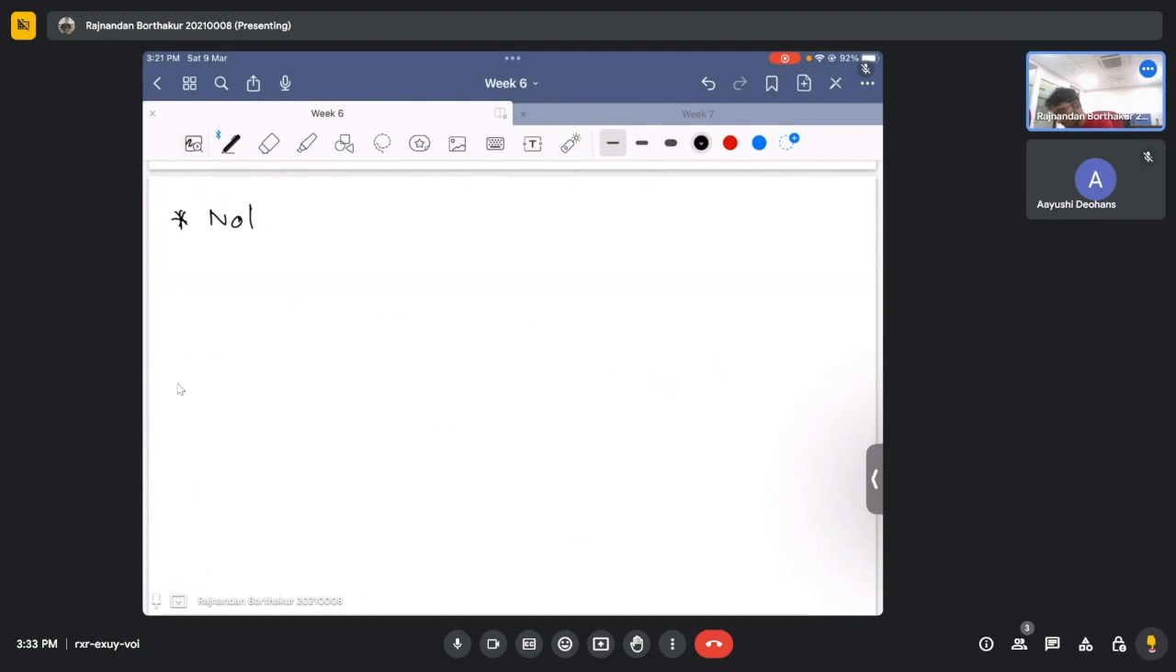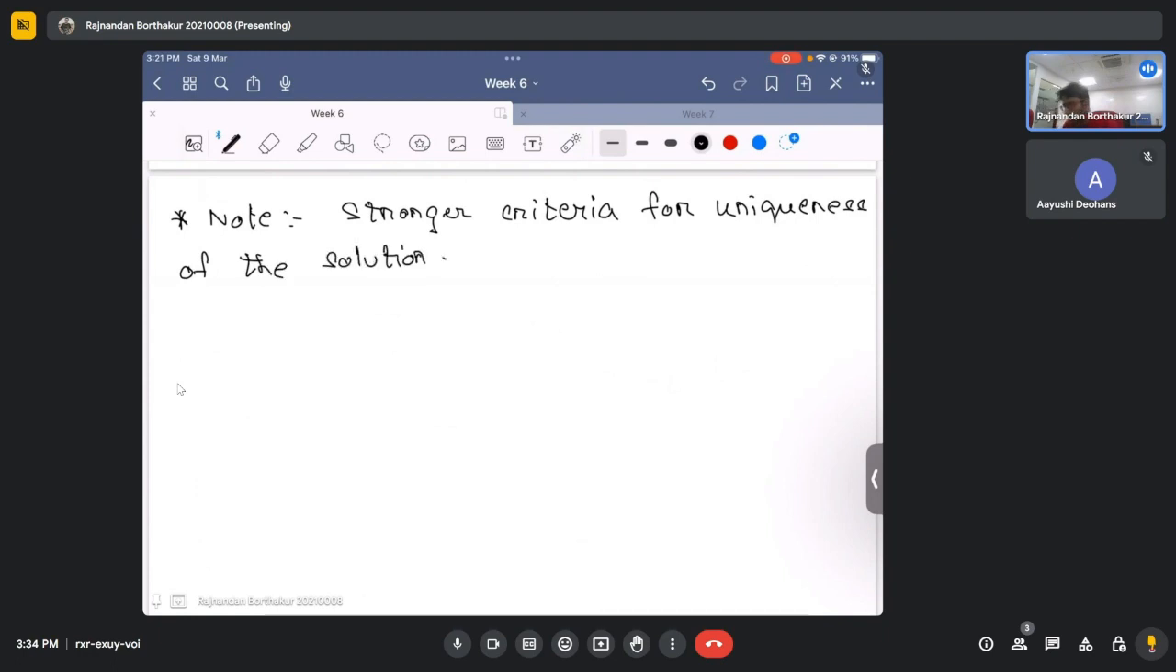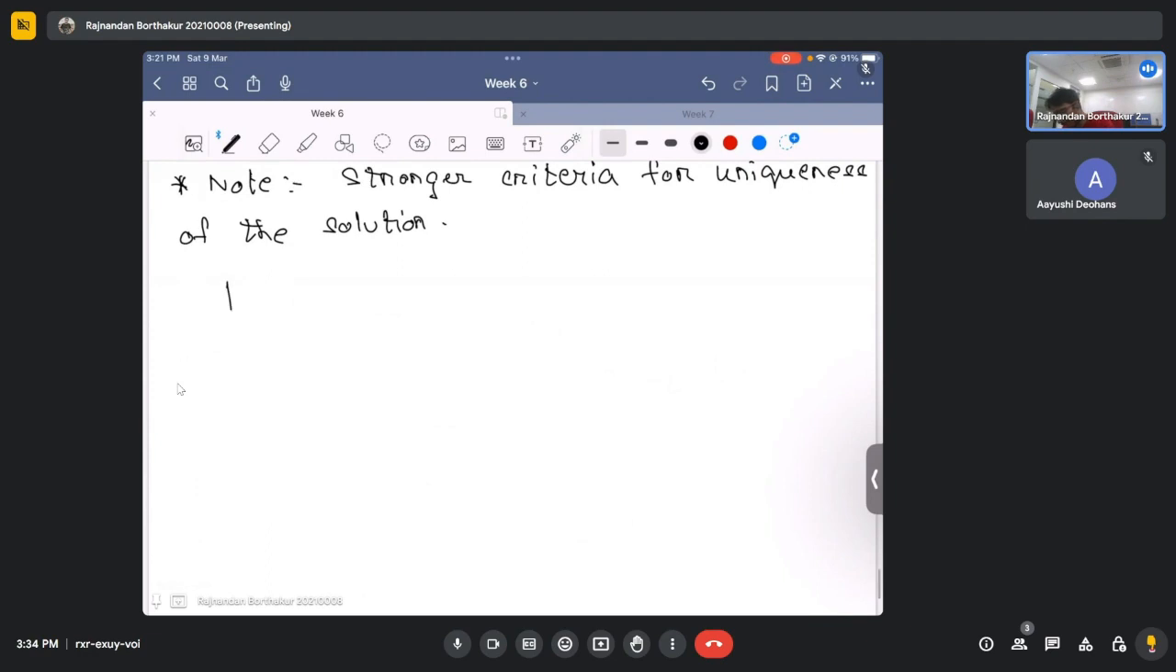I'll just write it as a note: it's a stronger criteria. Stronger criteria means now we can access a higher Reynolds number in order to get a unique solution, as you will see shortly. So it's a stronger criteria for uniqueness of the solution. What we will do is define a parameter gamma, which is known as the circulation parameter.